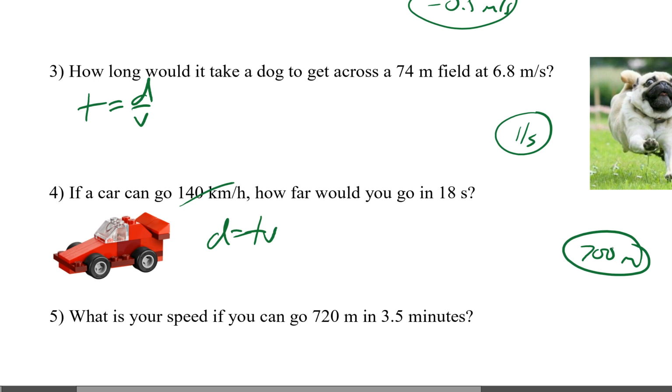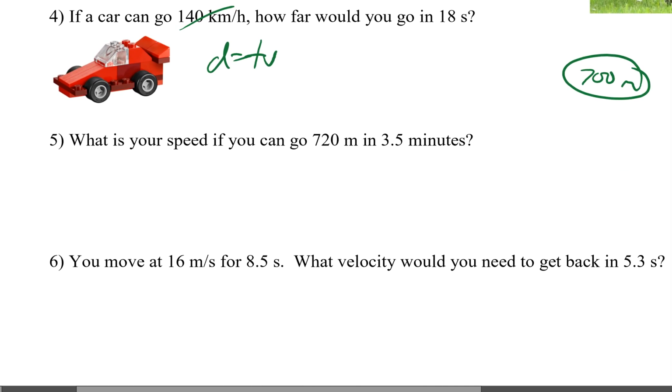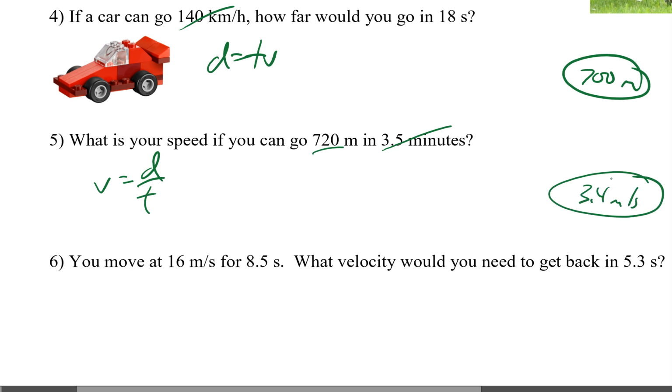Okay. Number 5, what's your speed if you go 723.5? Again, you've got to convert the time into seconds, and then you're looking for the speed. Of course, speed is distance over time. You've got the distance already. Convert the time, divide the two out. Relatively straightforward, and hopefully you'll get around 3.4 meters per second.